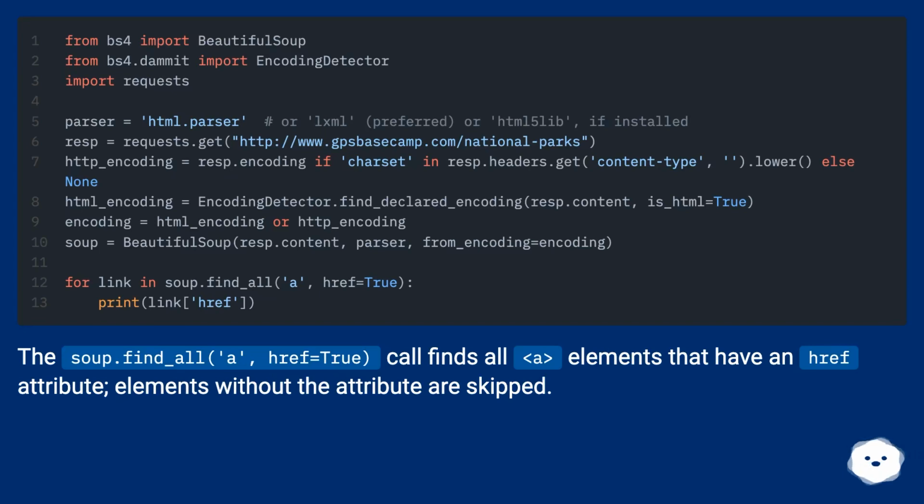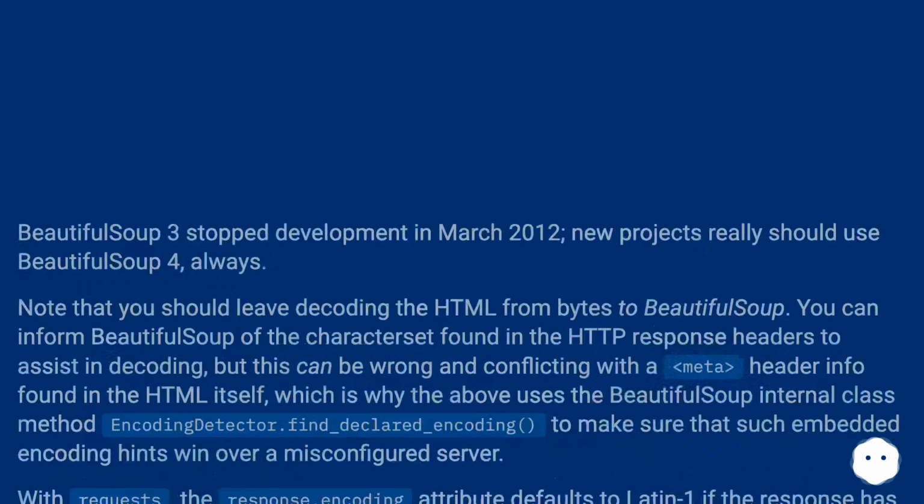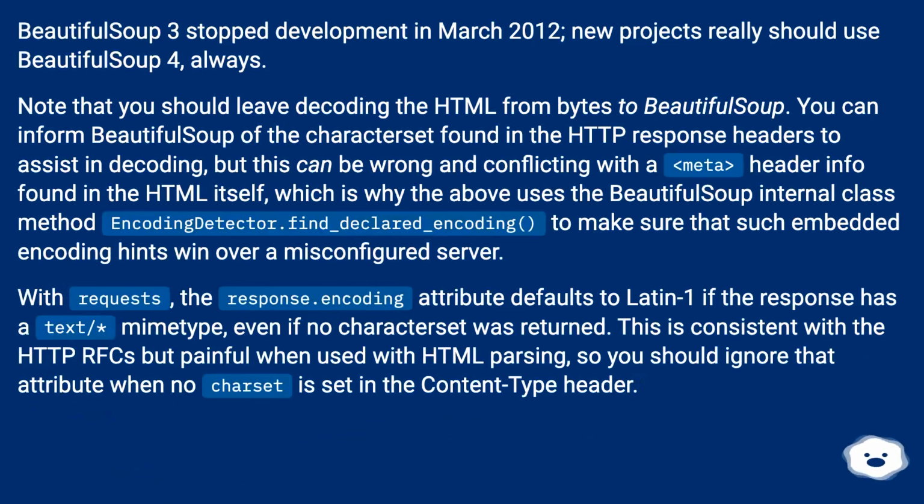The soup.find_all('a', href=True) call finds all elements that have an href attribute; elements without the attribute are skipped. BeautifulSoup 3 stopped development in March 2012; new projects really should use BeautifulSoup 4, always. Note that you should leave decoding the HTML from bytes to BeautifulSoup.